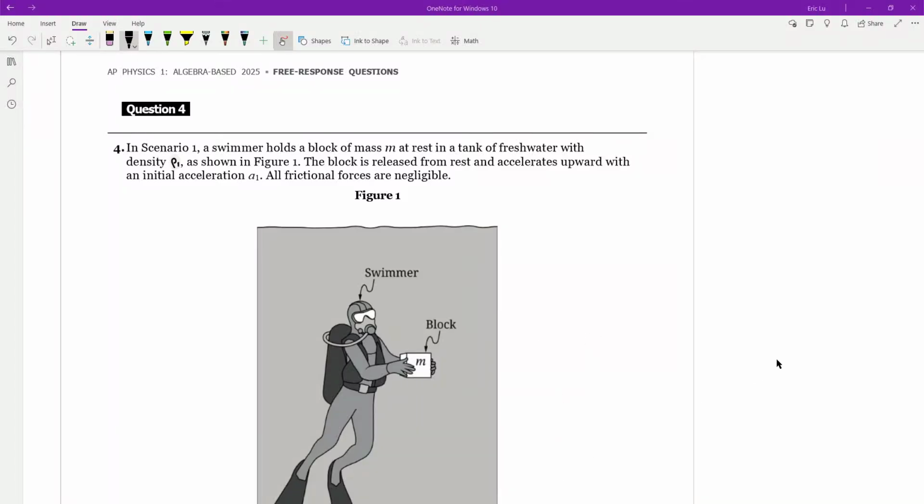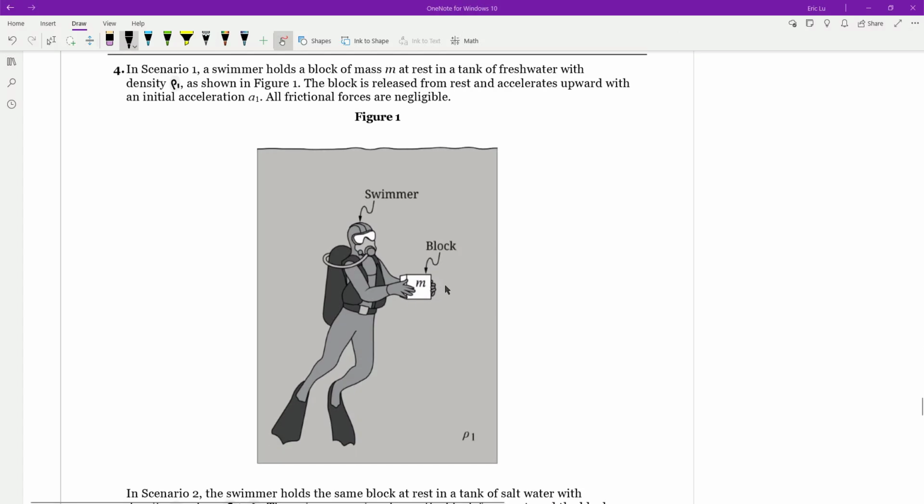Here we have question 4. In scenario 1, a swimmer holds a block of mass m at rest in a tank of fresh water with density ρ1 as shown in figure 1. The block is released from rest and accelerates upward with an initial acceleration a. So that means there would be a net force going upwards.